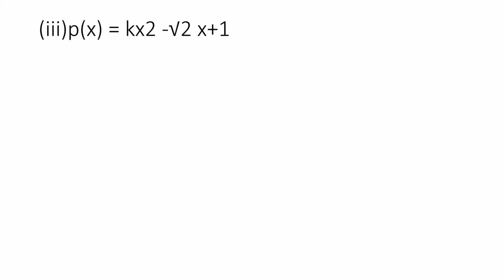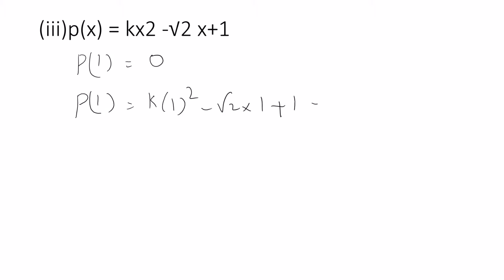So here also the polynomial is given and x minus 1 is a factor. So if x minus 1 is a factor, then p of 1 will be equal to 0. So find p of 1, k into 1 square minus root 2 into 1 plus 1 equal to 0. So k minus root 2 plus 1 equal to 0, or k will be equal to root 2 minus 1.